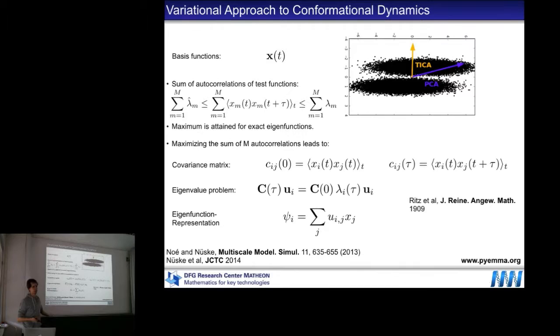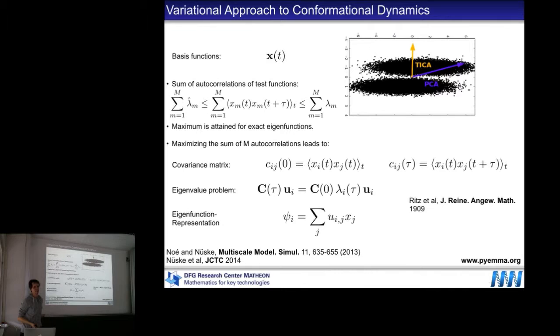The key to obtain this representation is the variational principle, which is written down here. It can be shown that if we select a number, let's call it capital M, of functions, basically this could be any linear combination from our basis function space here. And we compute their time-lagged autocorrelation for all of these capital M functions, and sum them all up. And this is always bounded from above by the sum of the true first M eigenvalues of the transfer operator. Again, I'm selecting a number of functions, computing the time-lagged autocorrelation of these functions, summing them all up, and this is bounded from above by the sum of the true first M eigenvalues. And equality holds if we use the exact eigenfunctions.